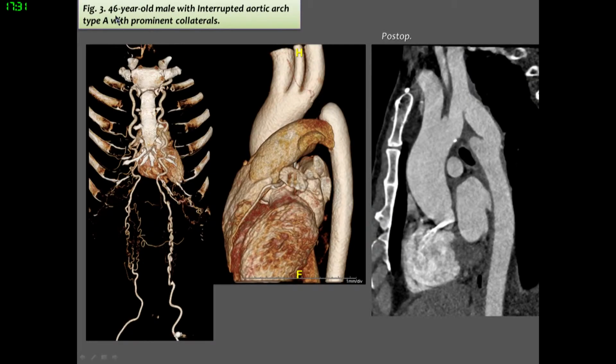The next case is a 46-year-old male with hypertension. 3D VR image shows short segment interruption of the isthmic arch. Numerous abundant collateral arteries bypass the interrupted aortic arch via intercostal artery and internal mammary artery. Long collateral pathways were noted from bilateral subclavian artery, internal mammary artery, superior and inferior epigastric artery, and both common femoral artery. The patient underwent subclavian artery to descending aorta bypass graft.